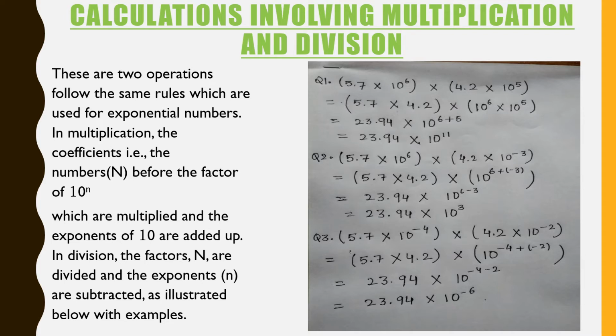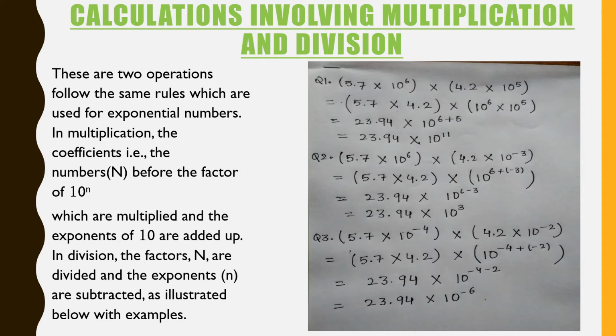So we can write 10 to the power 6 into 10 to the power 5 as 10 to the power 6 plus 5, and by multiplying 5.7 into 4.2, we are getting 23.94. So ultimately we are getting the answer 23.94 into 10 to the power 11. We have added here the exponents 6 plus 5 because we know that in multiplication the exponents of 10 are added up.